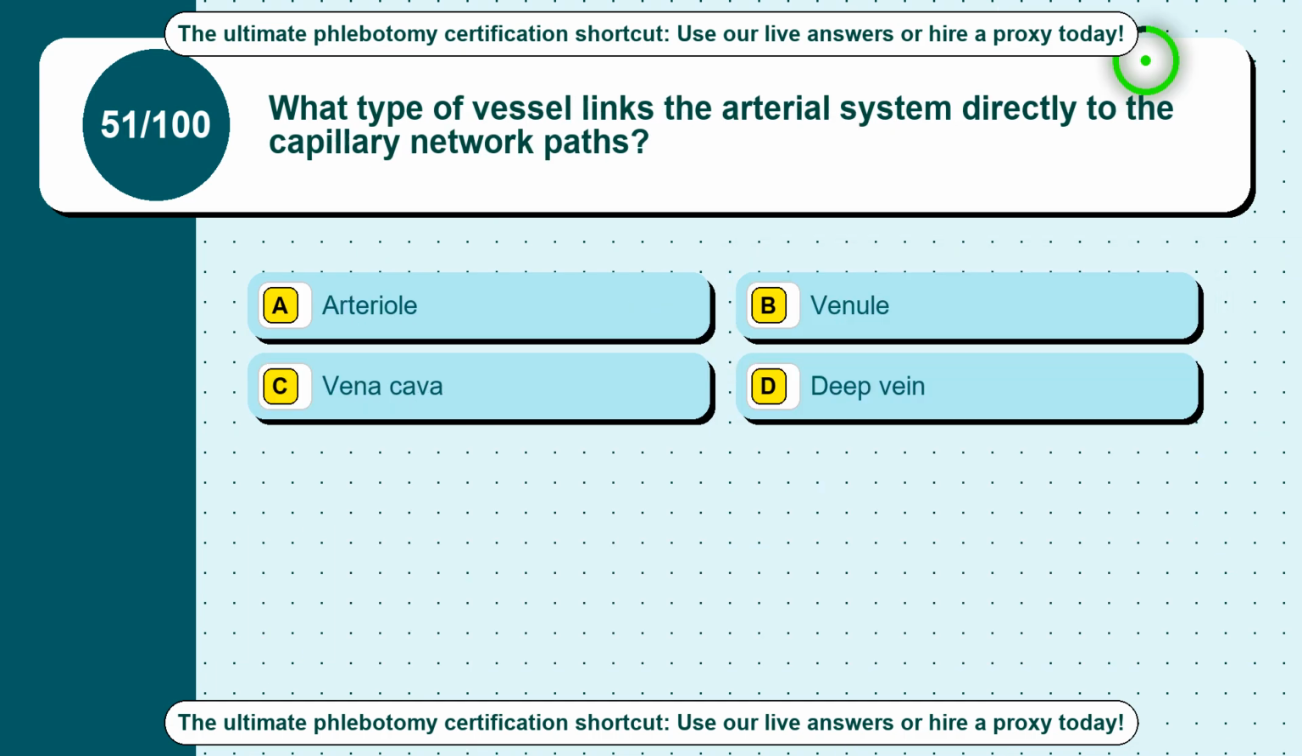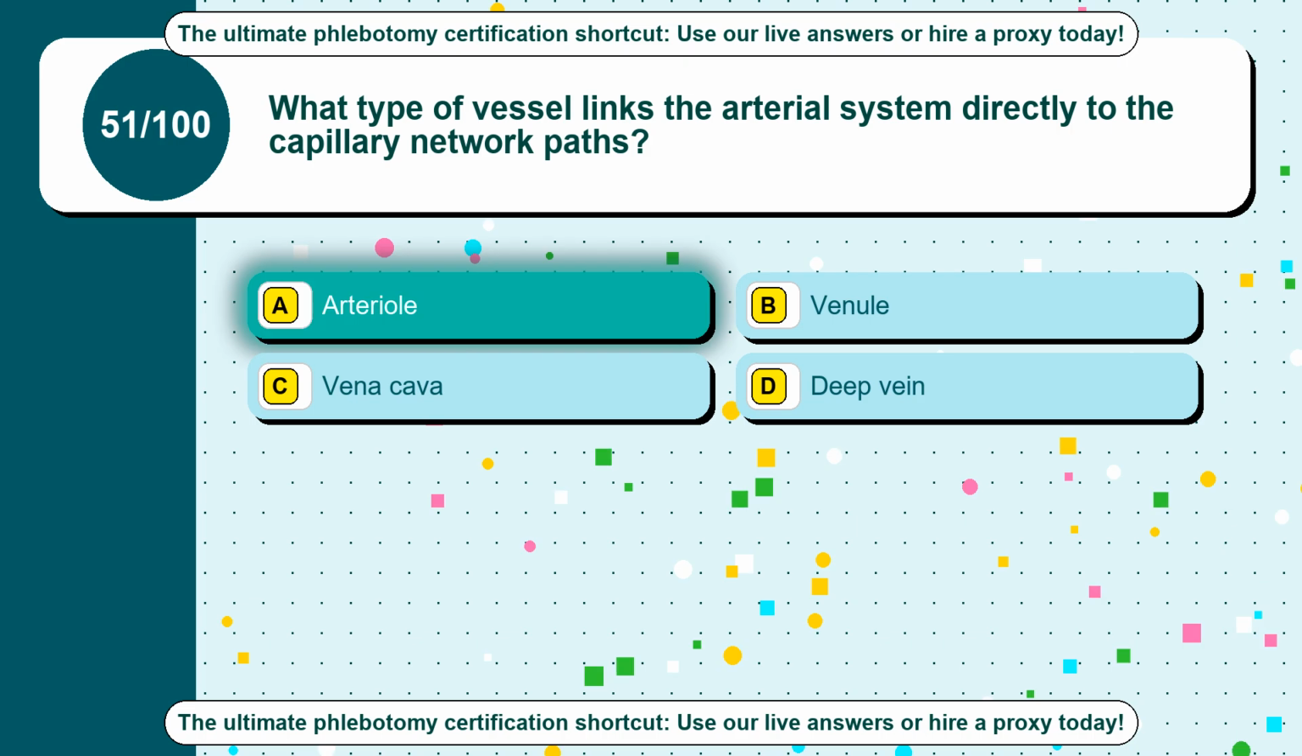Question 51. What type of vessel links the arterial system directly to the capillary network paths? Option A, arteriole. Option B, venule. Option C, vena cava. Option D, deep vein. The correct answer is option A, arteriole.